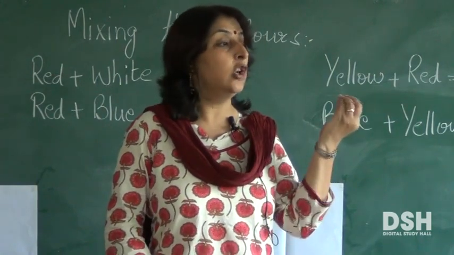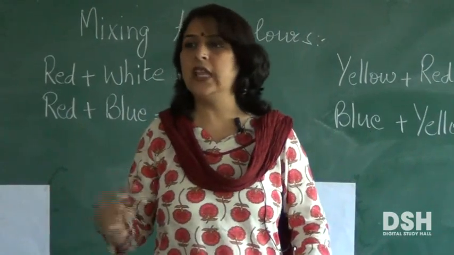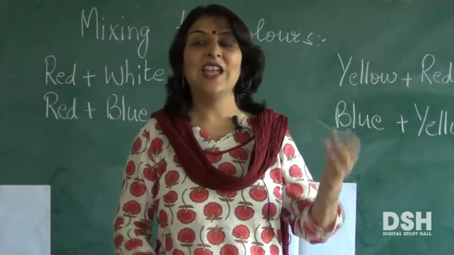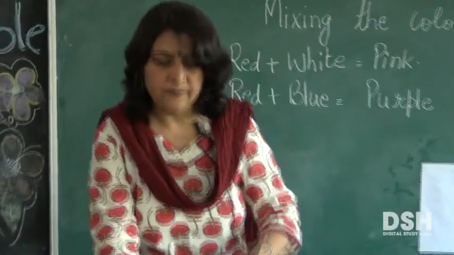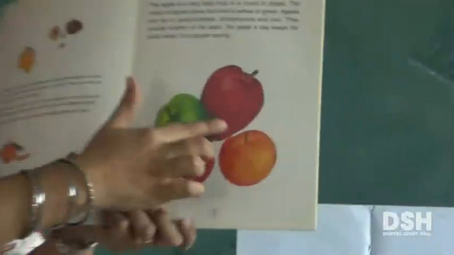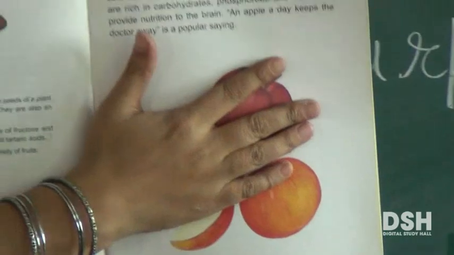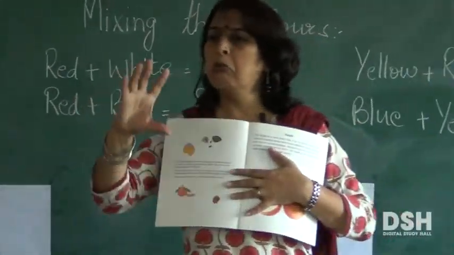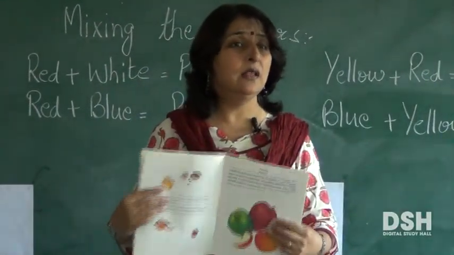If flowers are not red, trees are not green, and grass is not green, buffalo is not black, cow is not white, and fruits, so many fruits, if they don't have colors, what is this? Apple. If apple is not red in color, then? Agar color hi nahi hoga, to apple kaisa dikhega? White. Gol gol aur bilkul white, ajeeb sa. Would you like to eat them?